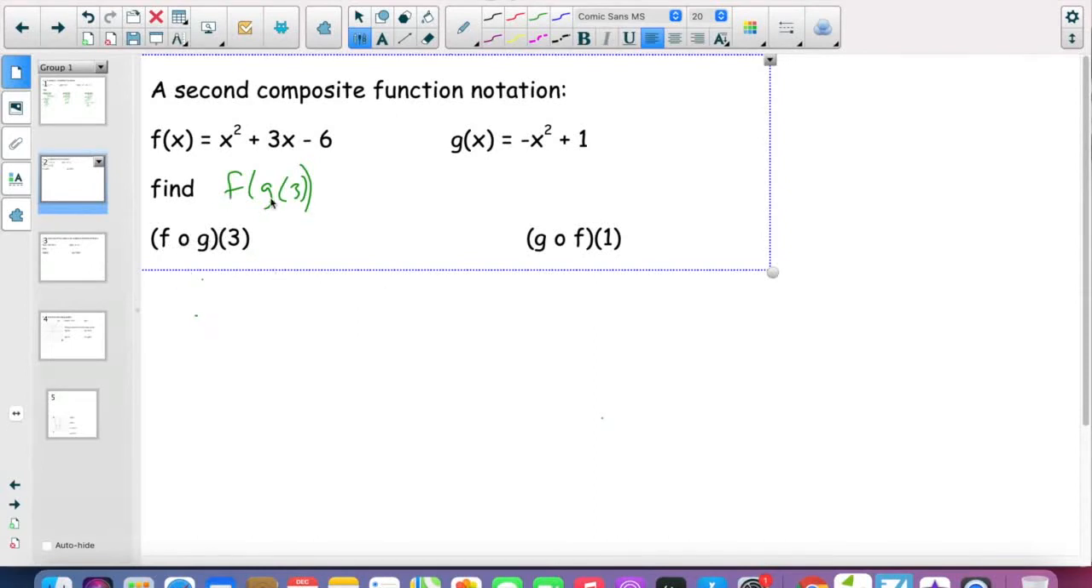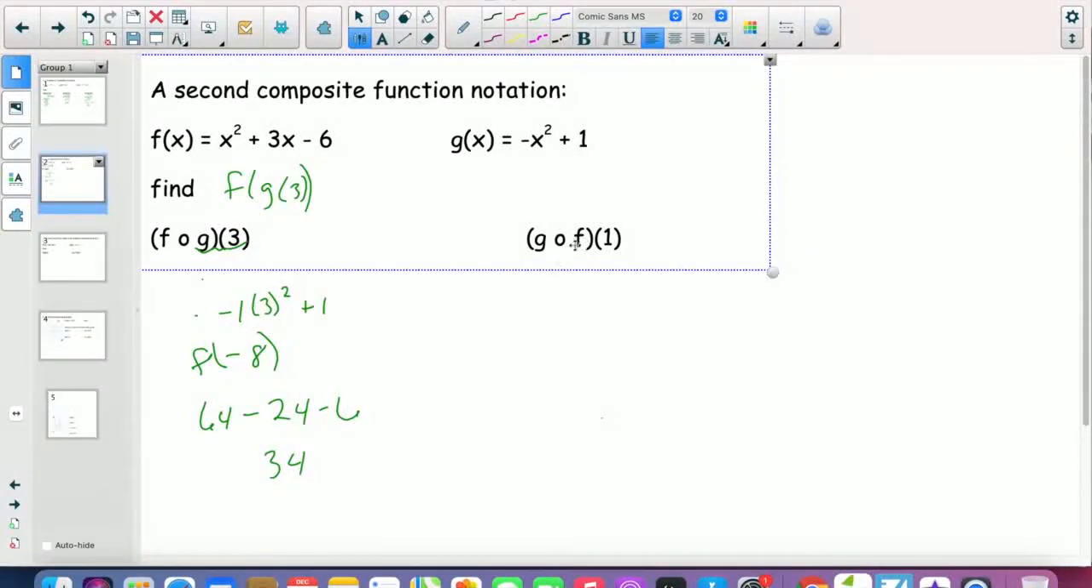So for this, I'm going to move from the centermost function listed to the outward function listed. So I'm going to find g of 3 first. So if I plug 3 in for x here, I have a negative 1 times 3 squared plus 1. Well, 3 squared is 9, times negative 1 is negative 9, plus 1 is negative 8. So now I need to find f of negative 8. If I plug negative 8 here, I get 64 minus 24 minus 6, which is 40 minus 6, or 34.